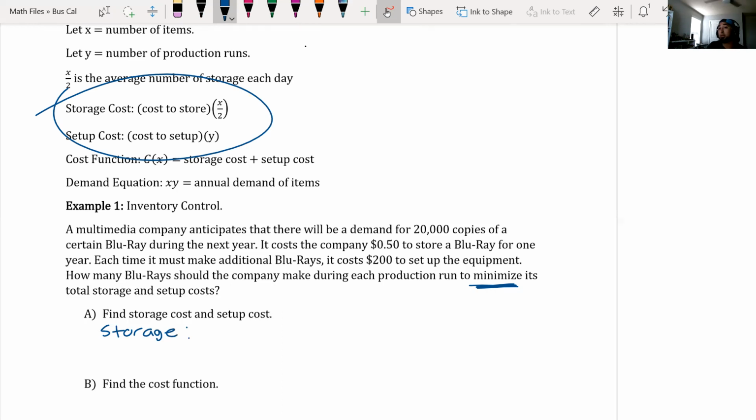Storage is given by the cost to store an item times X over 2. Well, in this problem, it says it costs 50 cents to store a Blu-ray. So that means we're going to have 0.5 times X over 2. And 50 cents reduced by half, we're going to get 0.25x. There's my storage. That's the equation for my storage cost.